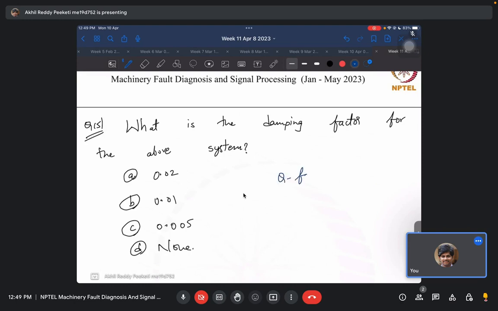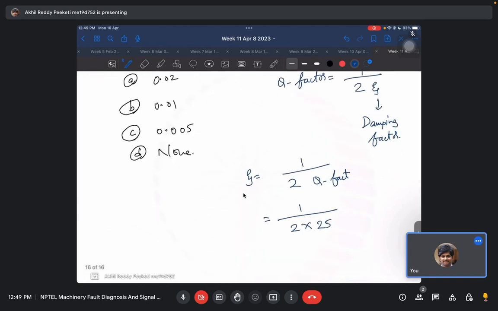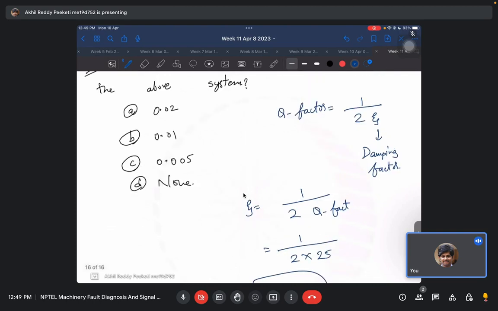Yes. So Q factor in terms of damping factor is 1 by 2 zeta, where zeta is the damping factor. So now as you know the Q factor, the damping factor is simply 1 by 2 into 25. This gives us the damping factor. Okay.